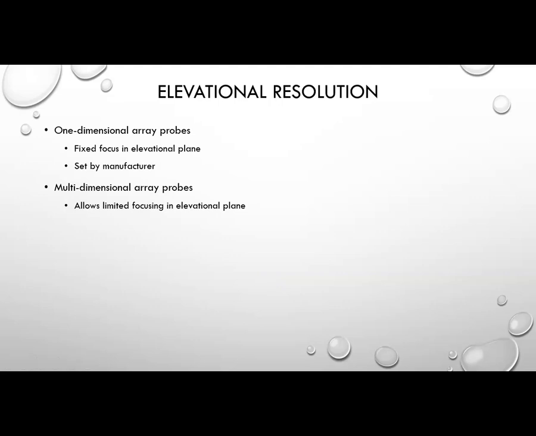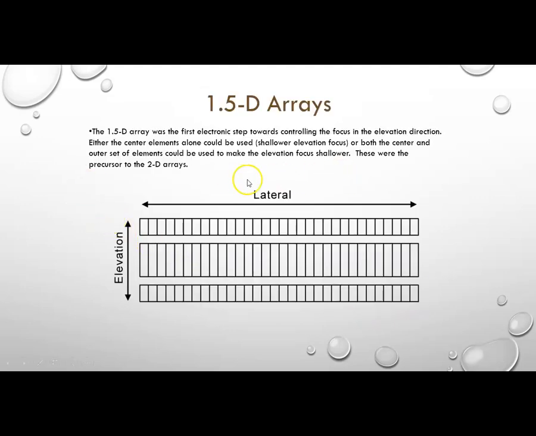So one-dimensional phased array probes have a fixed focus in the elevational plane. The manufacturer sets it, nothing we can do with it. The multi-dimensional array probes, such as the 1.5 dimensional array, allow some focusing in that elevational plane, as I showed before, by firing off the outer ones first and then the center one second, and that will allow us to focus a little shallower in the elevational plane.